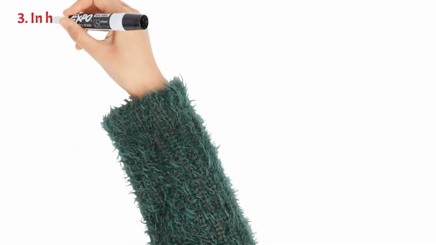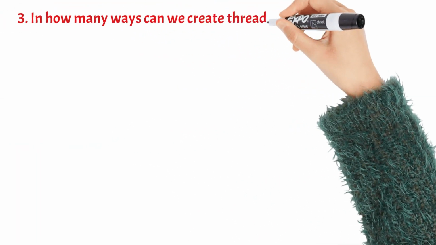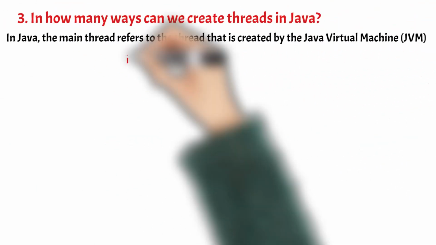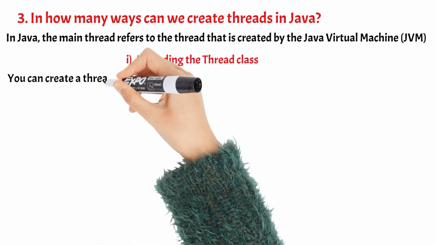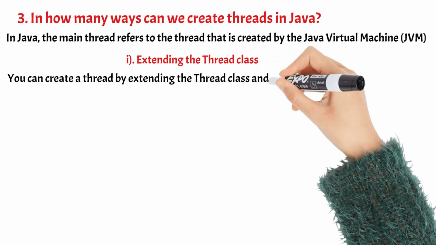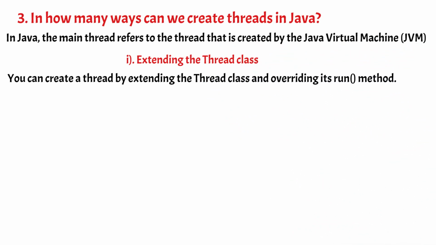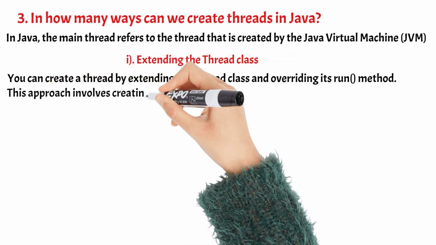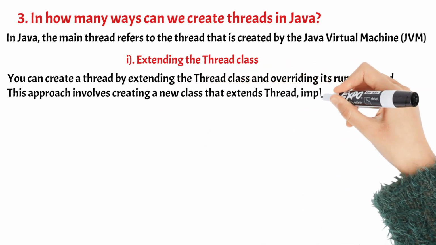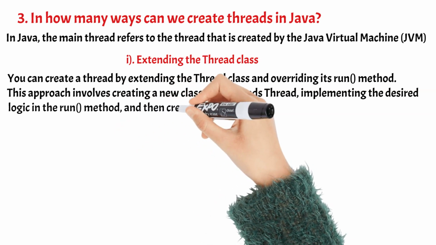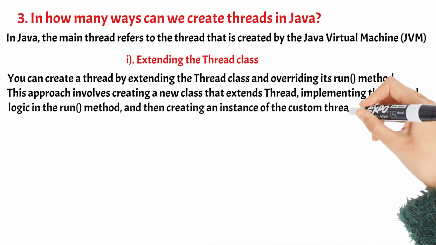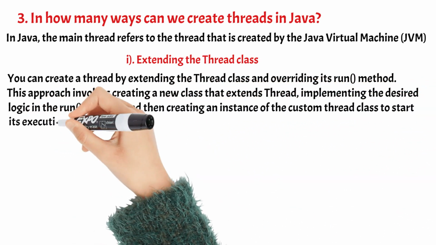3. In how many ways can we create threads in Java? 1. Extending the Thread class. You can create a thread by extending the Thread class and overriding its run method. This approach involves creating a new class that extends Thread, implementing the desired logic in the run method, and then creating an instance of the custom thread class to start its execution.